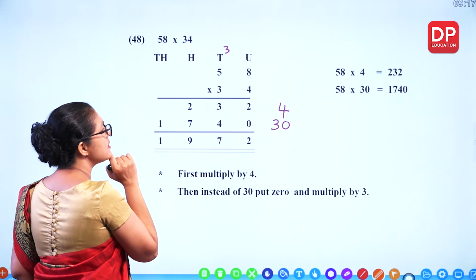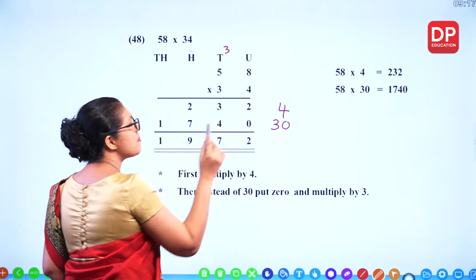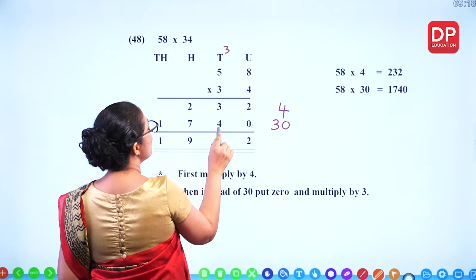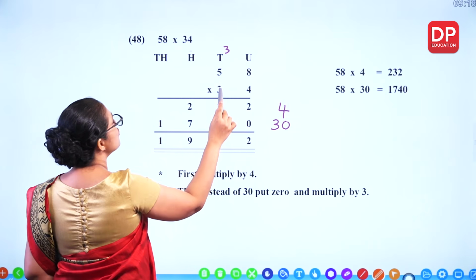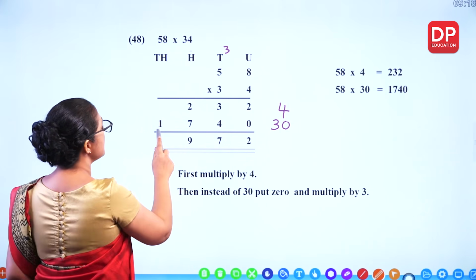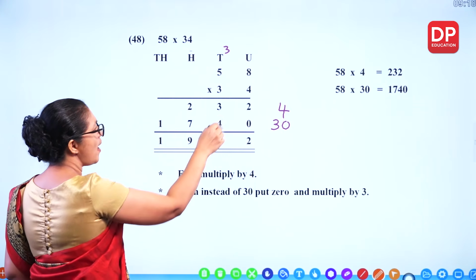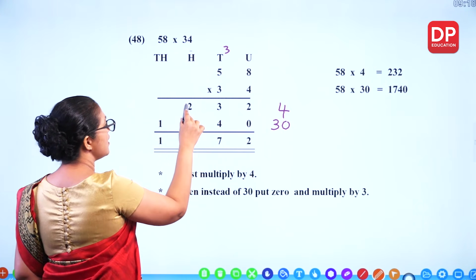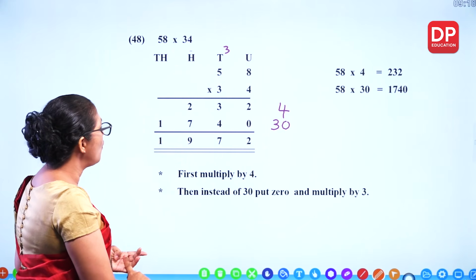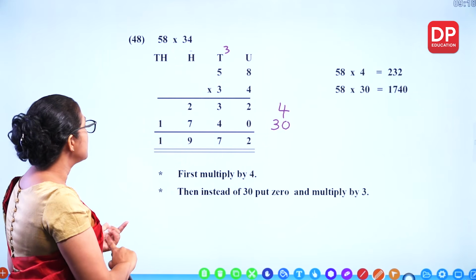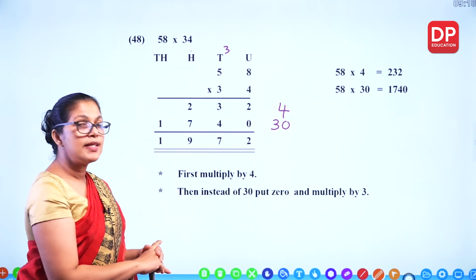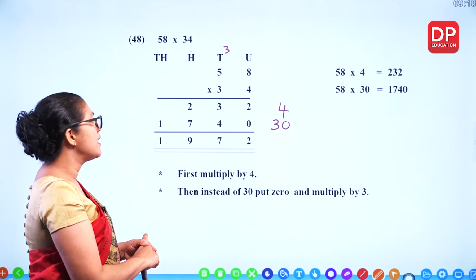Now multiply by 30 means put a 0 and multiply by 3. So put 0, 3 times 8, 24. 4, you take 2 there. So 3 times 5, 15. 15 plus 2, 17. So you write 17. And now add these. 2, 7, 9 and 1. So what we do, first multiply by 4 and multiply by 30. So instead of multiply by 30, put a 0 and multiply by 3.